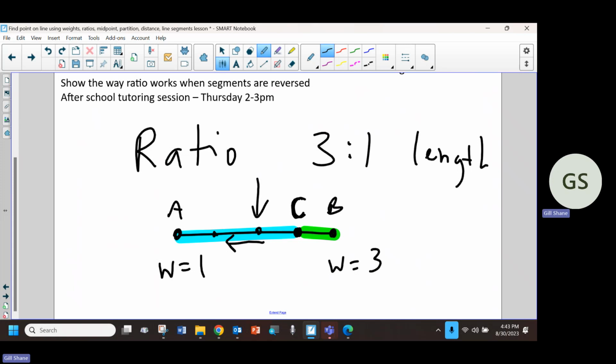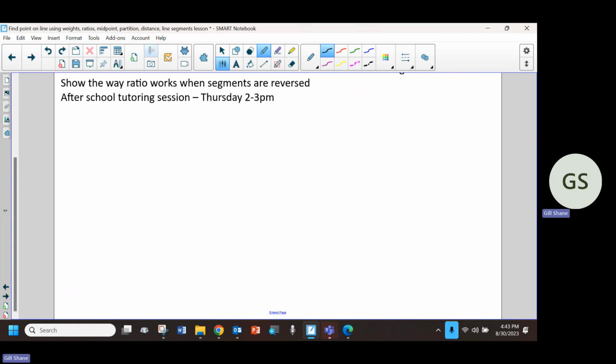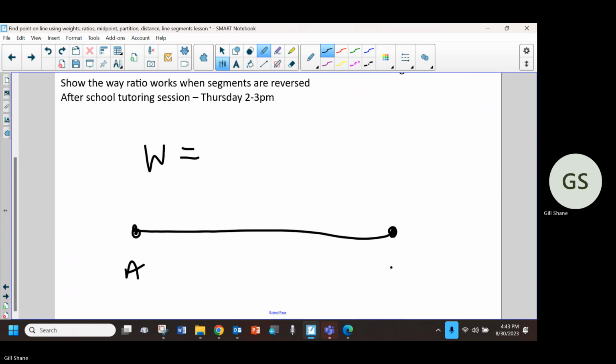I'm going to do one more, and I'm going to start with weights because I think that's probably the more common thing. So if it says the weight of A equals, we'll say 4. So A has a weight of 4, B has a weight of 1. So A is way more important.